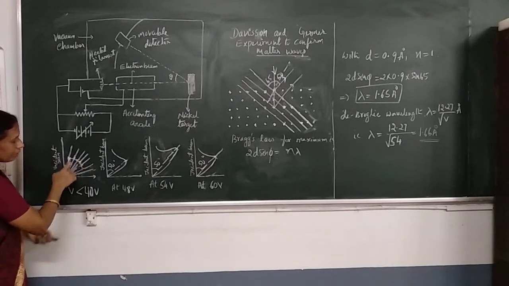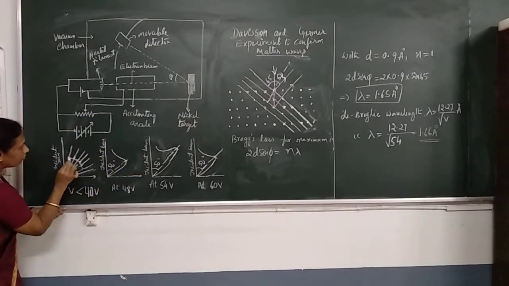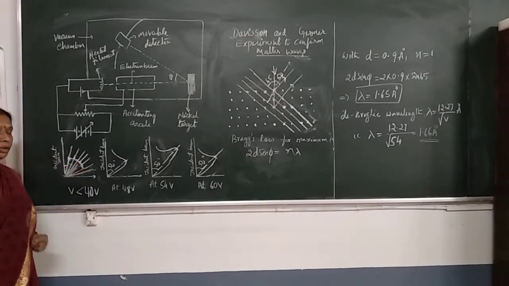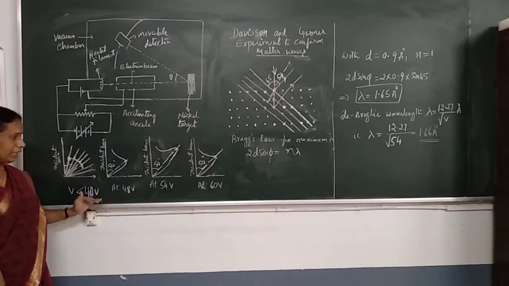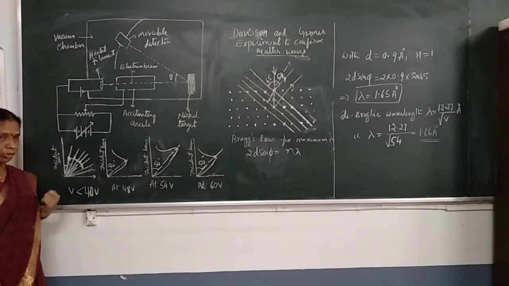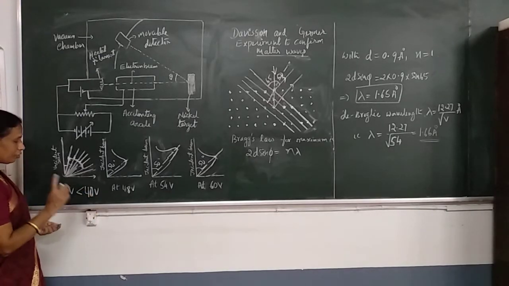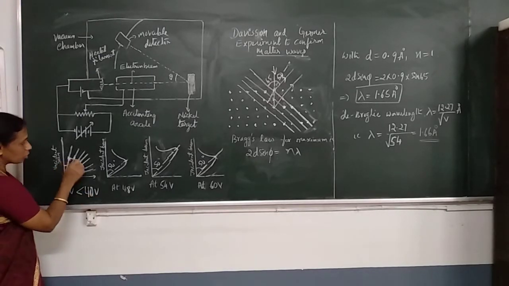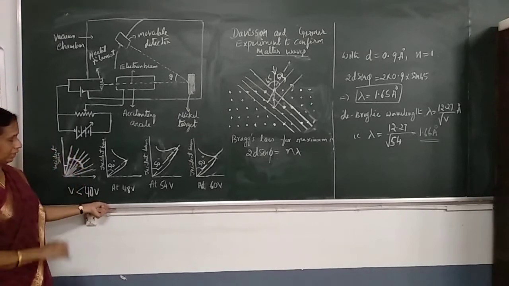This way, when we plot intensity corresponding to different angles of deflection, a smooth curve is obtained. A curve like this, a very smooth curve, is obtained for a voltage less than around 40 volts. I'm sorry, less than 40 volts. When the potential difference is less than 40, a smooth curve like this was obtained from the experiment.